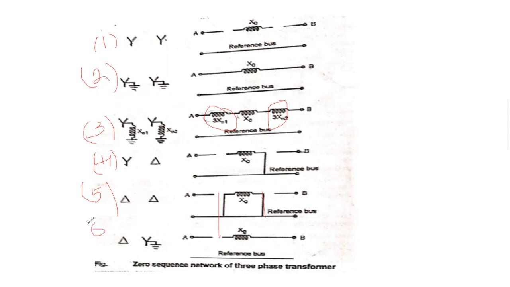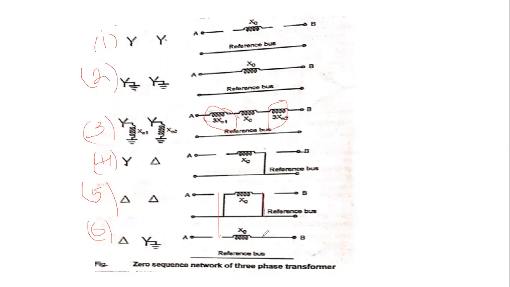Next, the sixth case is delta with star grounded. Delta means it is ungrounded on the primary side, therefore it is open circuited. Ungrounded on the primary side means open circuited. Next, the star will be grounded.